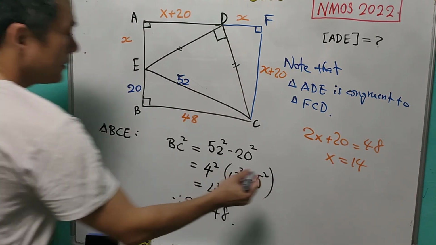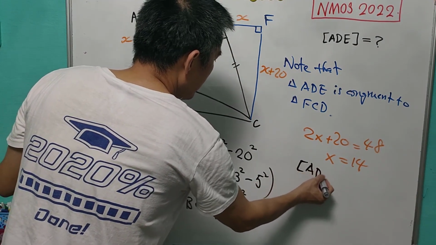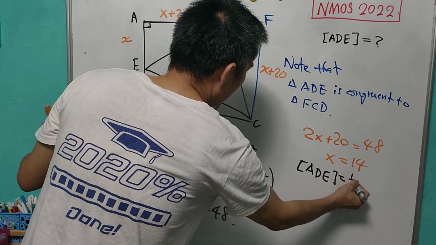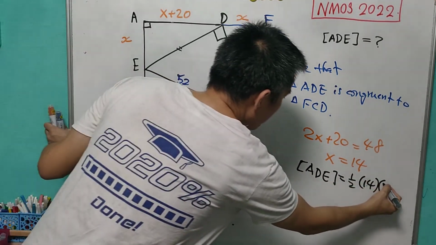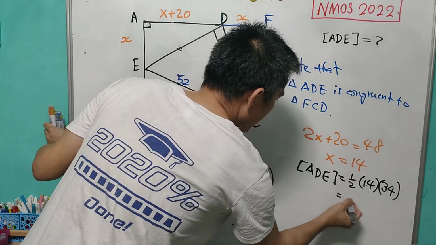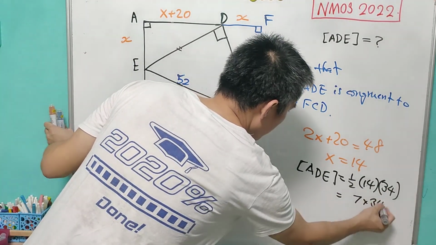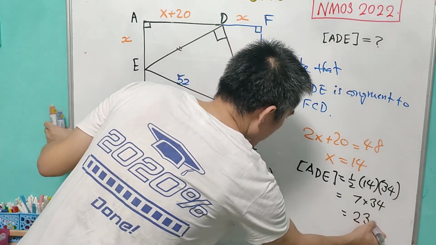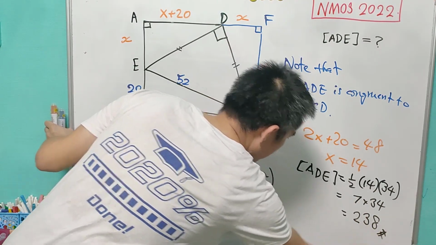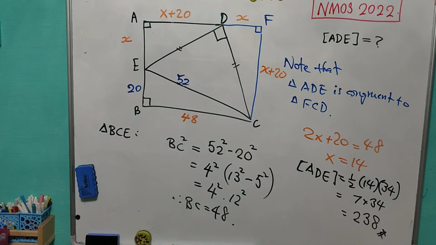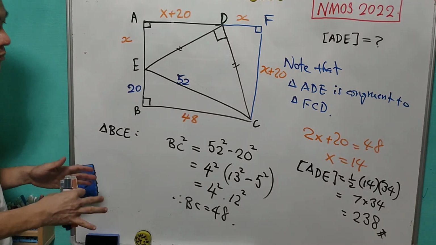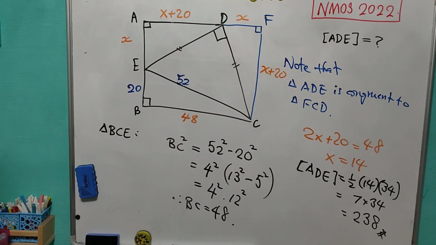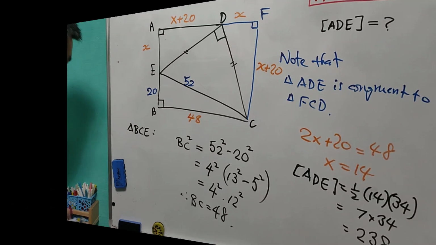Therefore, the area of triangle ADE is equal to half times 14 times 34. That is 7 times 34, which is 238 unit square. So the answer for this question is 238. So this is the first approach using the Pythagoras theorem. Now we go to the next approach without the Pythagoras theorem.